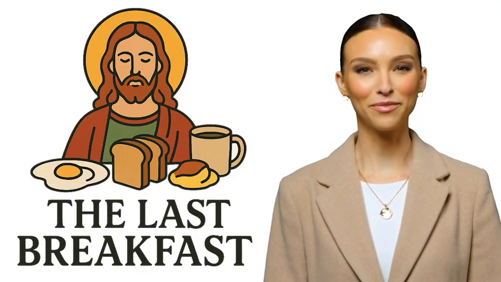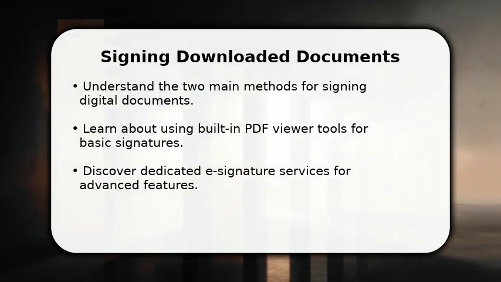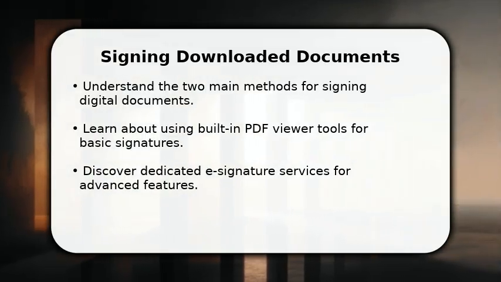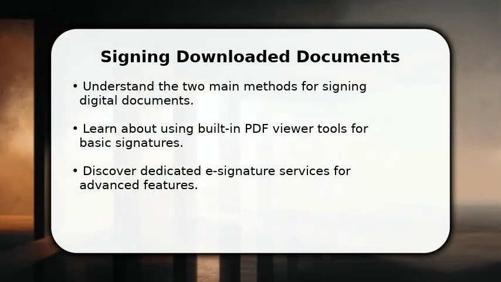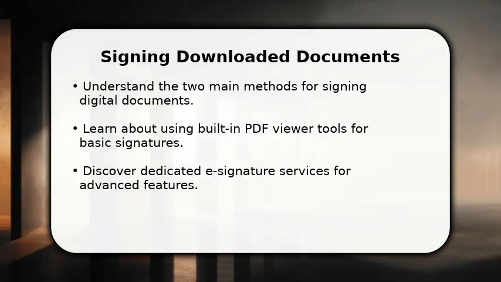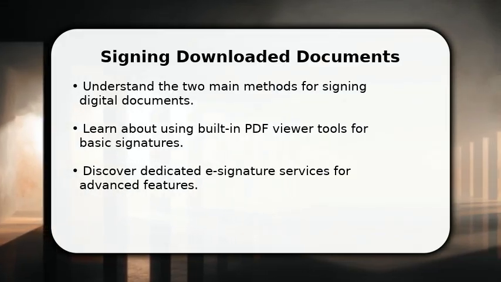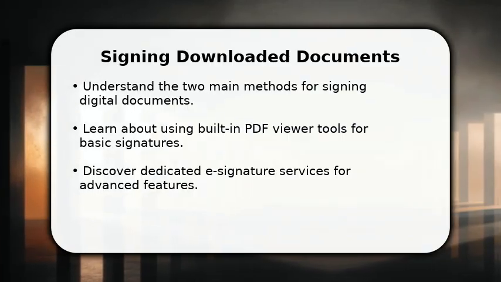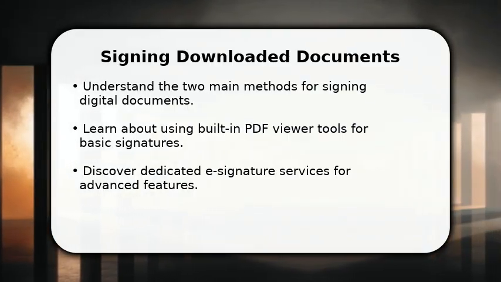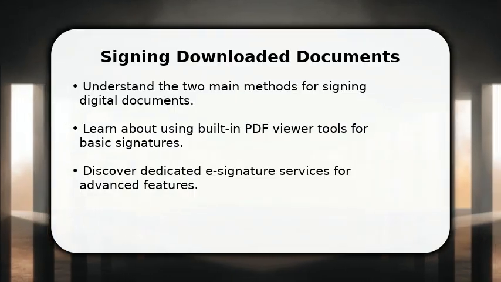Please enjoy the video. In this video, I will explain how to sign downloaded documents. First, open your document using a PDF viewer or a dedicated e-signature application. Next, locate the signature tool within the software. You will typically find options to draw, type, or upload an image of your signature. Finally, place your signature in the desired location and save the document. This process ensures your document is legally binding and secure.